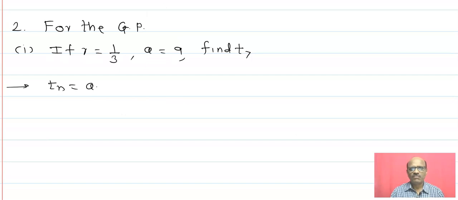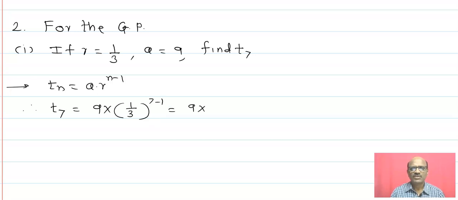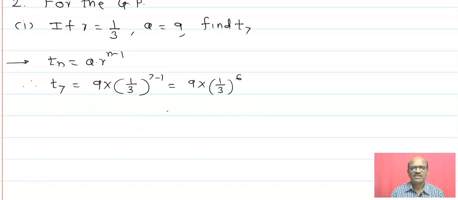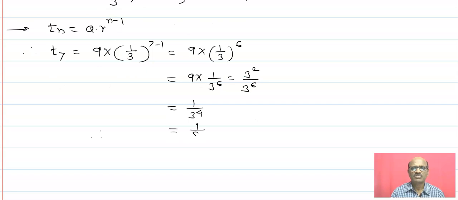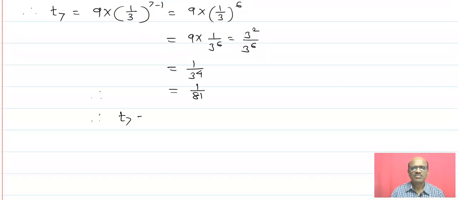Question number 2. For the GP, if R is equal to 1 by 3, A is equal to 9, then find T7. Therefore, Tn is equal to A times R raised to n minus 1. Now, Tn is equal to A into R, R is 1 by 3, in brackets raised to 7 minus 1. Therefore, 9 into 1 upon 3 in brackets raised to 6, that is 9 into 1 upon 3 raised to 6. Therefore, 3 square upon 3 raised to 6. That is 1 upon 3 raised to 4, and that is nothing but 1 upon 81. This is the 7th term.